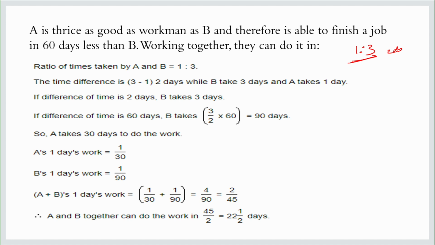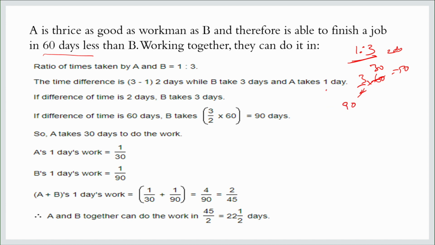So, B takes 3 days. If the difference between these is given as 60 days, the ratio is nothing but 3 by 2 of 60. 2 ones are 2, 30s, 3 threes are 90. 90 days, correct? So, B takes 90 days.